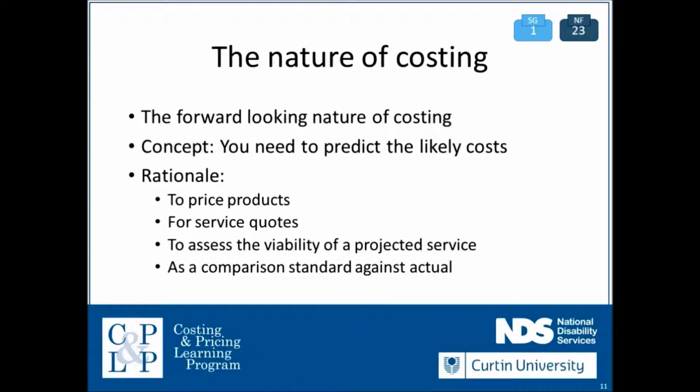So our ABC costing, or our costing and pricing exercise, will only be as accurate and as good as the forecasts we make. We need to predict the likely costs, and we need to do that in order to, of course, price our products, to be able to provide quotes for services, to assess the viability of a projected service, and also as a comparison against our actual outcomes.